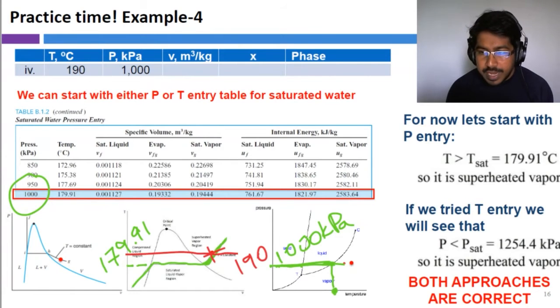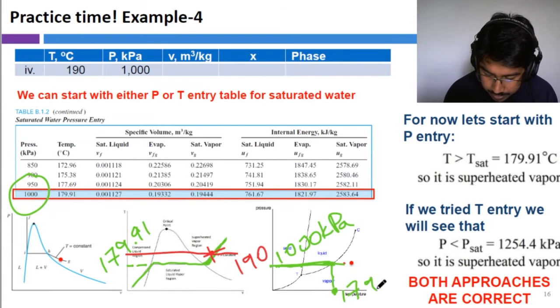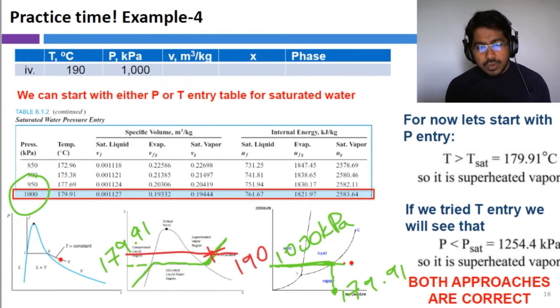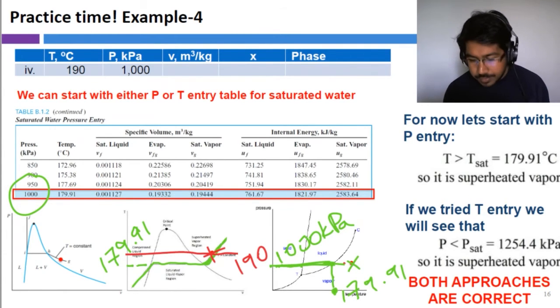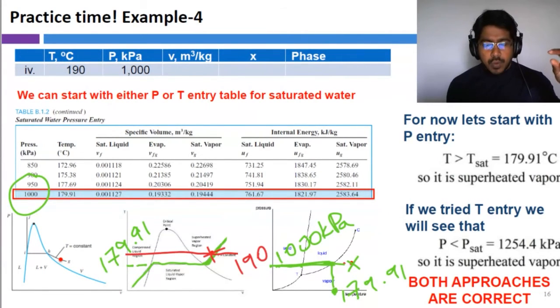It is going to be 179.91 because it's on the saturation line, right? So it is going to be 179.91. Our temperature given is 190, so it should be somewhere here. So again, we confirm that it's in the superheated vapor region, right? Don't misinterpret the data we have been provided with the question.